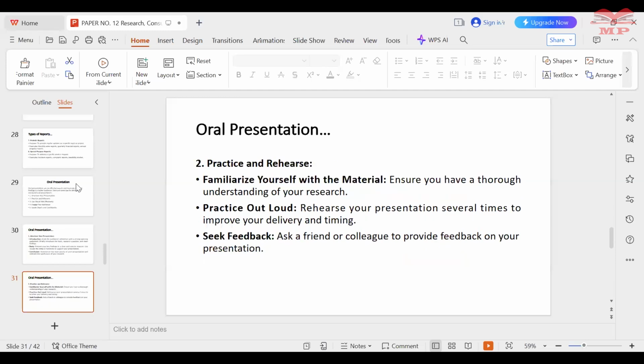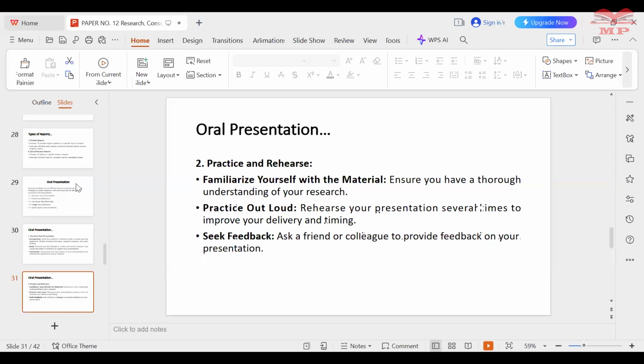Secondly, in oral presentation, the presenter has to, number two, practice and rehearse. The presenter has to familiarize themselves with the material, practice out loud, then seek feedback. In familiarizing the material, the presenter is expected to ensure that they have a thorough understanding of the research that has been conducted. In terms of practicing out loud, it's important that the presenter rehearses the presentation several times to improve on the delivery and timing.